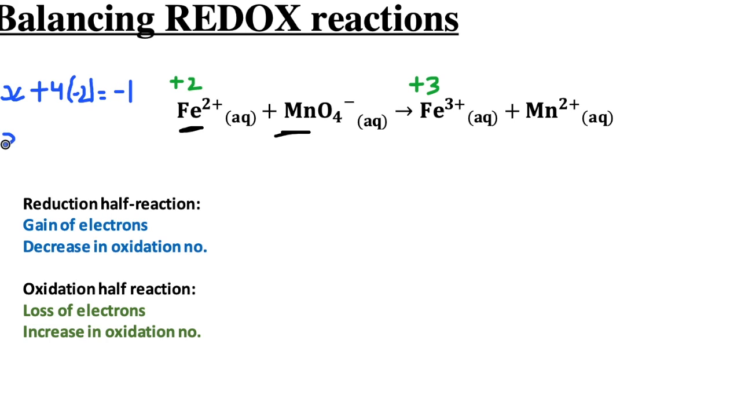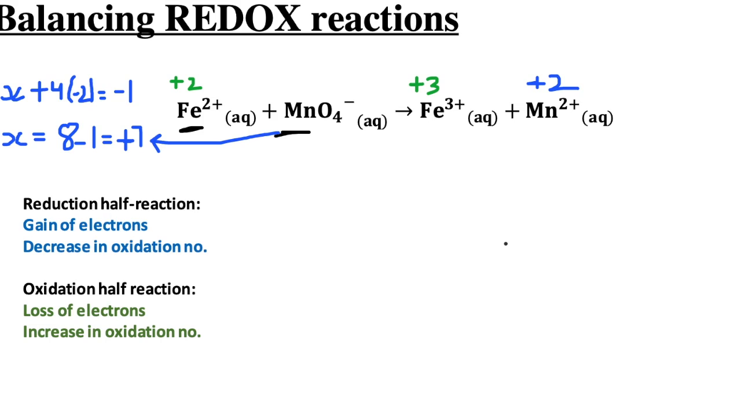Now that we have an equation, we can solve for x. So x stays on the left side. 4 times -2 is -8. -8 goes to the other side, becomes positive. 8 minus 1 is 7. So +7 is the oxidation number of manganese in this reaction. And after the reaction, the oxidation number of manganese is +2. We have calculated the oxidation states of all of the elements present.